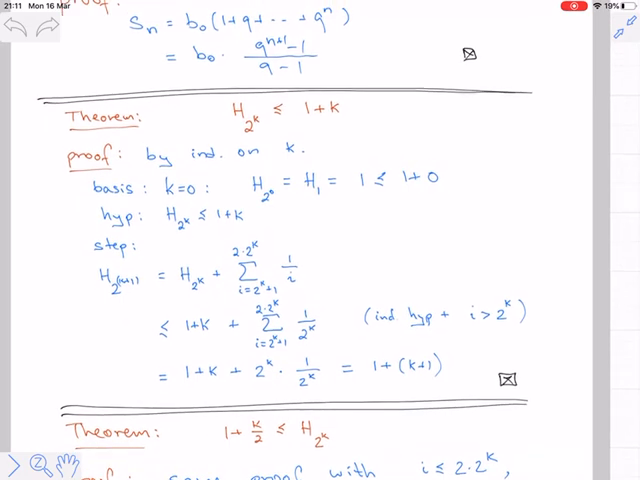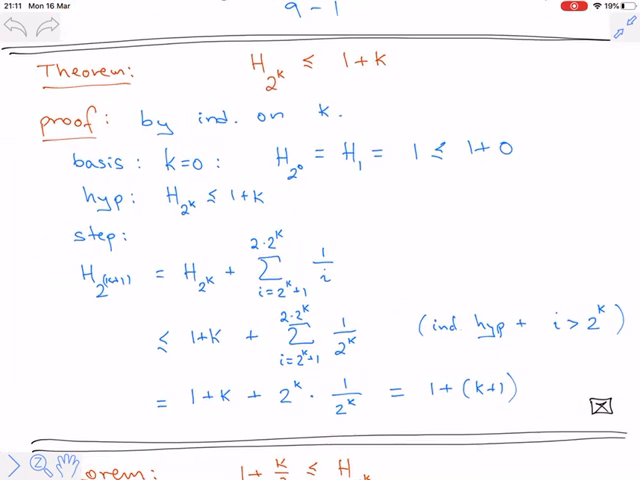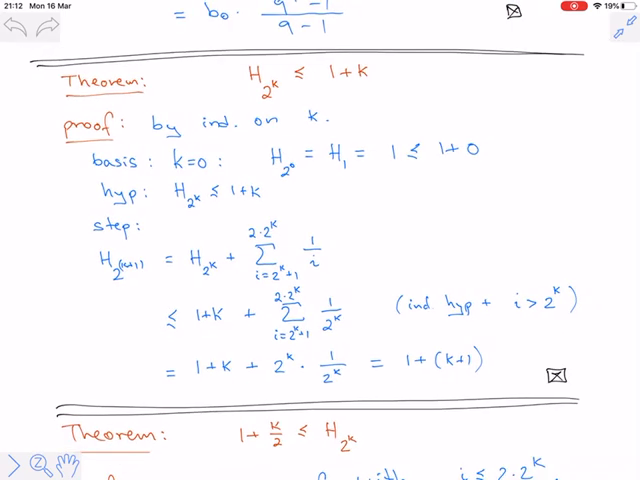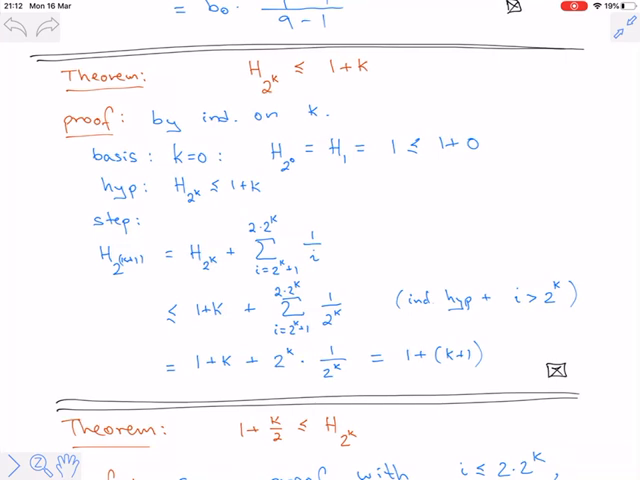Let's prove the upper bound. We want to prove that h of 2 to the k is bounded from above by 1 plus k. How do we prove this? The proof is by induction on k. The induction basis for k equals 0 says h of 2 to the power of 0, 2 to the power of 0 is simply 1, h of 1 is simply 1, is less than or equal to 1 plus 0. So this is a trivial case. The induction hypothesis says that h of 2 to the k is less than or equal to 1 plus k. Now let's prove the induction step.